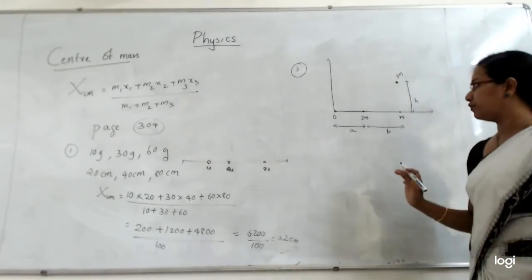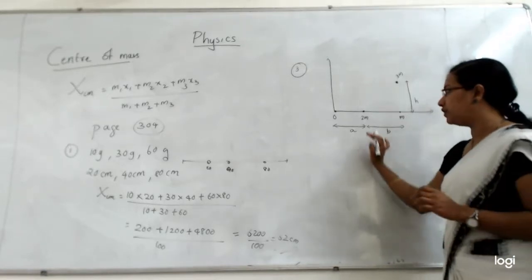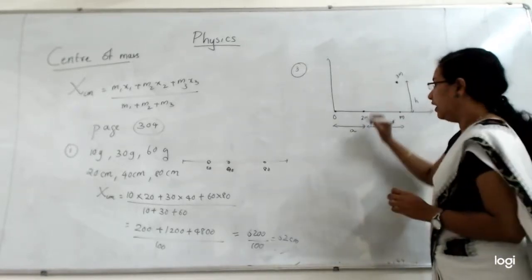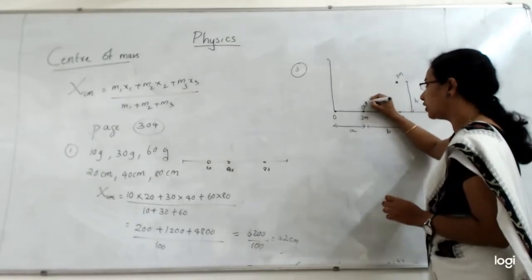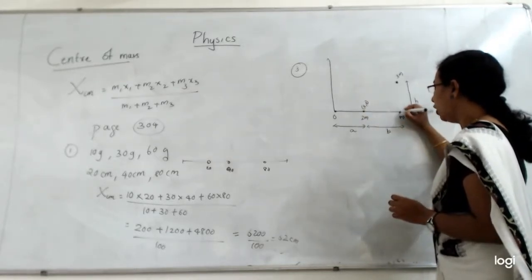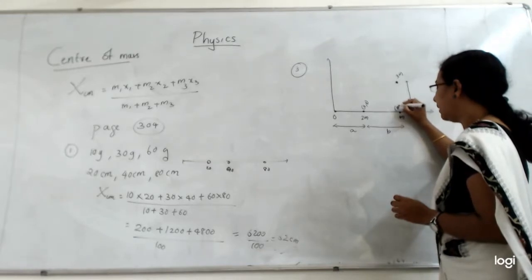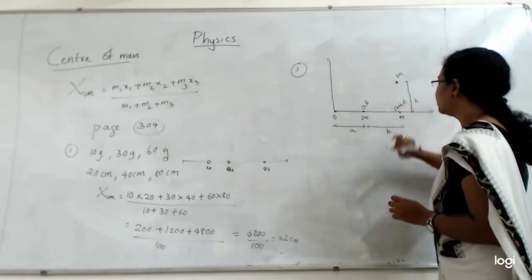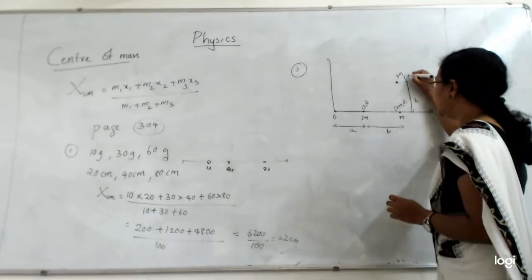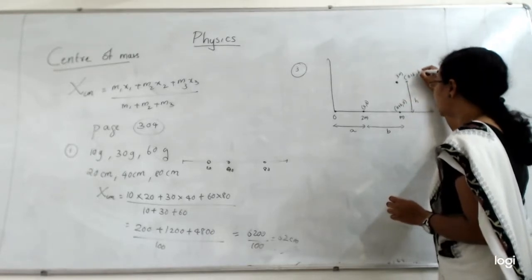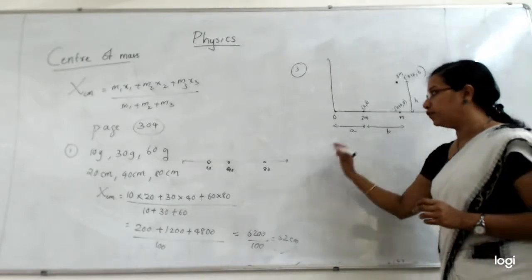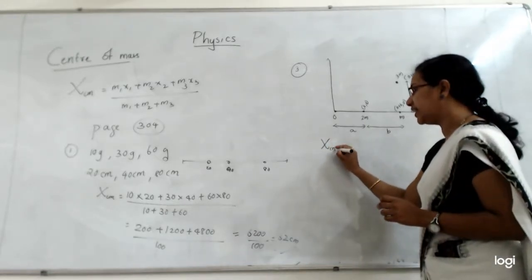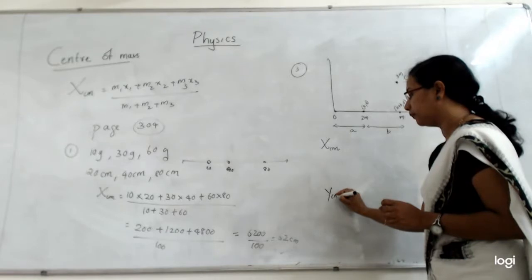For this type of question, the first step is to write the coordinates. Here I can write a comma 0. Here I can write a plus b comma 0. Here it is a plus b comma h. So I have written the coordinates. For this question, I have XCM as well as YCM.